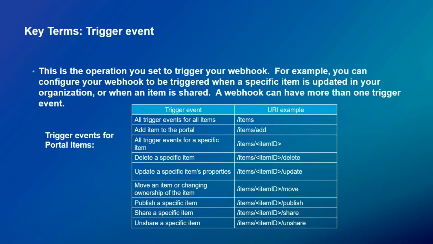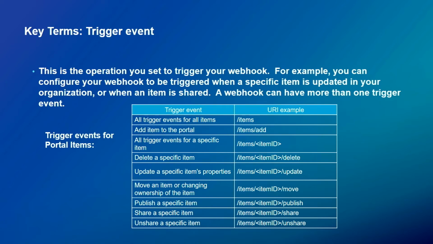And so there are some key terms that we're introducing with webhooks. The first is trigger event. This is the operation that is going to trigger your webhook. So for example, I can create a webhook that is triggered anytime an item is updated in my organization or when the item is shared. And your webhook can have more than one trigger event. All of our trigger events are listed in the documentation, so you'll be able to see it there.